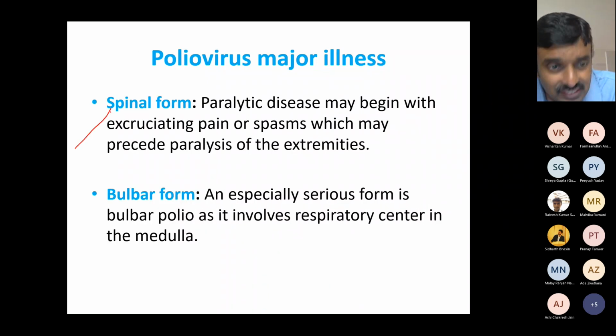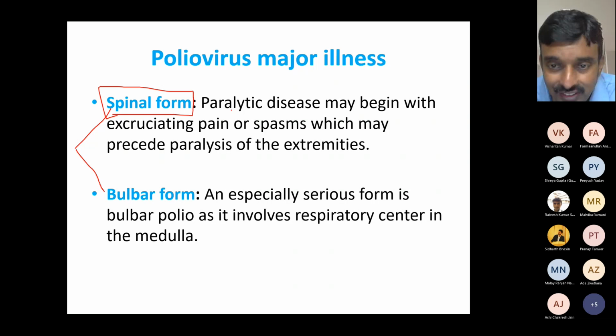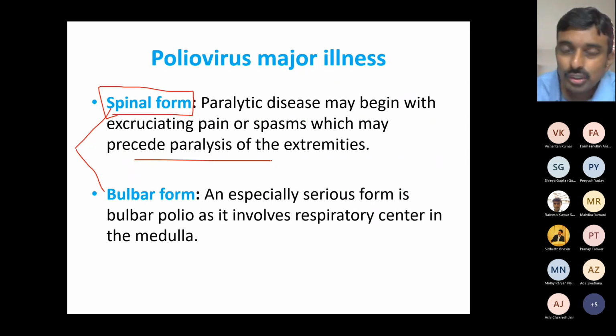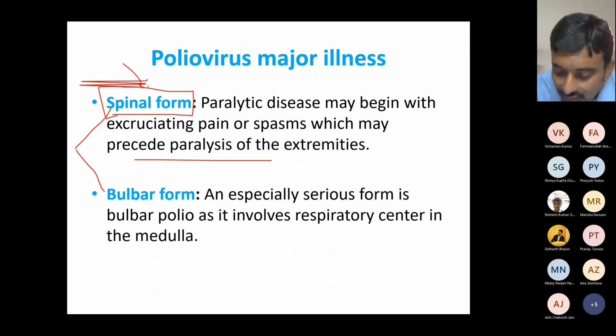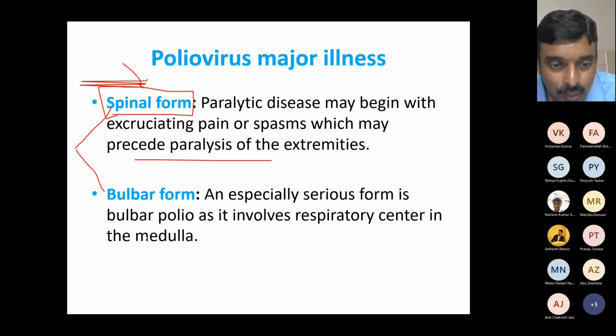Now, this is something that we didn't talk about until this point. I told you anterior horn cells of the spinal cord can be infected, and that leads to paralysis, usually of the lower limb, because those are the neurons that are affected, and that's called the spinal form of poliomyelitis, leading to paralysis of usually one leg or the lower limb. That's the spinal form. But there is a more severe form of polio called the bulbar form.